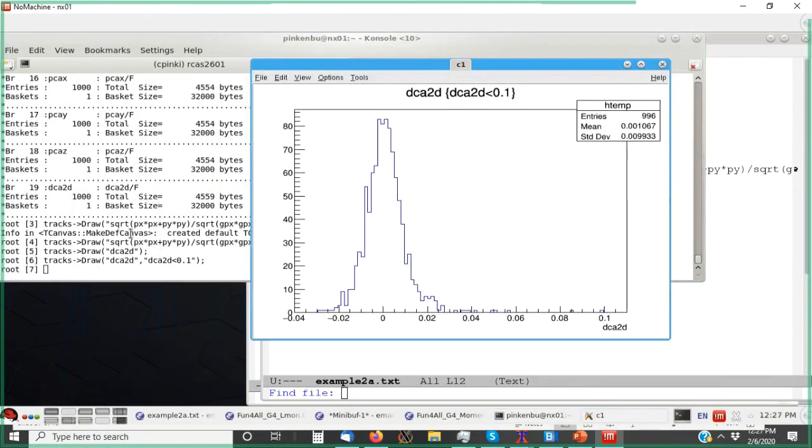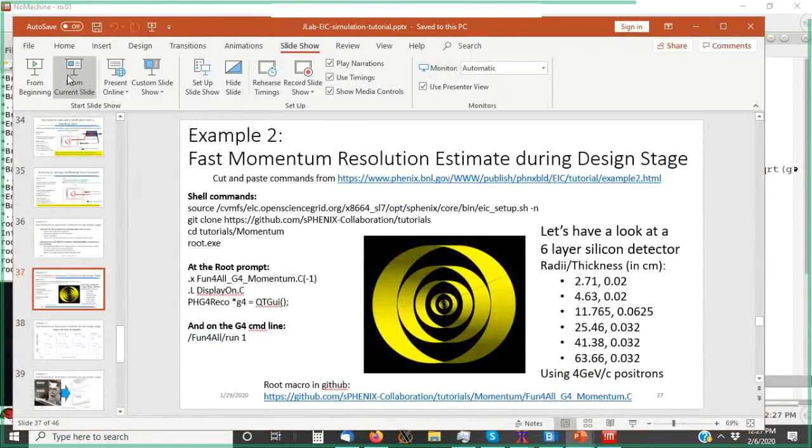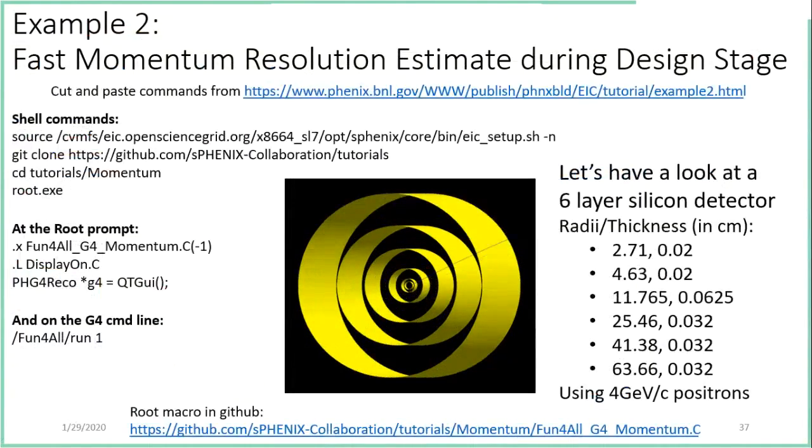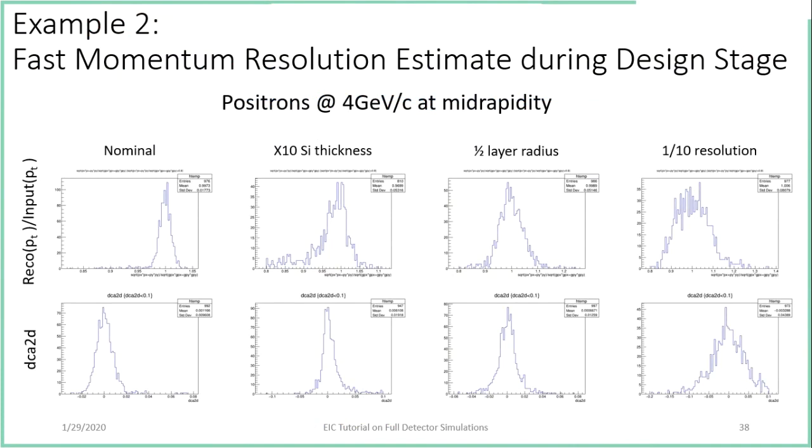So this is basically how well they're tracked back to the vertex in this configuration. Okay, in the interest of time, I'm not going to go through all the examples. So now you can start modifying this momentum macro. And here's a selection of things when I play around with it. So again, it's all positrons at 4 GeV at mid rapidity.